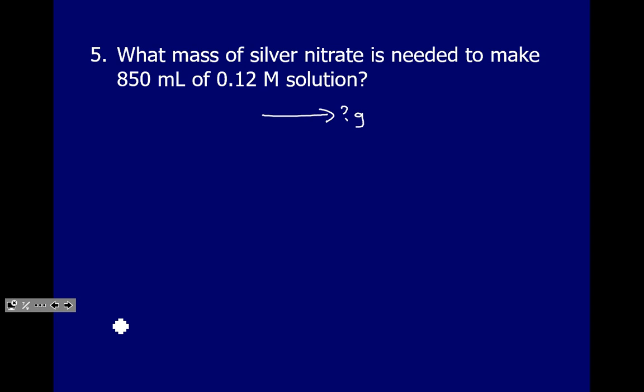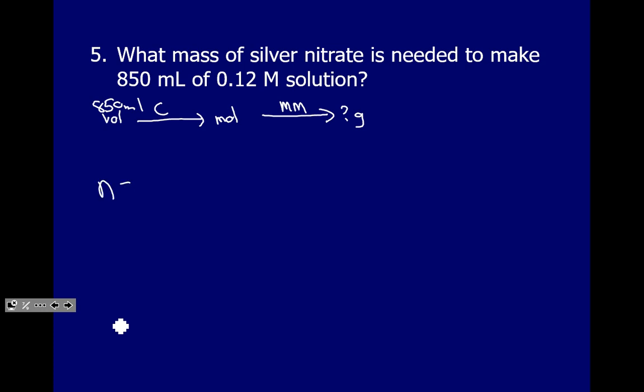We're starting with a volume, 850 milliliters. I don't have an equation that goes straight there, but I can get moles through that concentration unit, right? Because remember that concentration unit has the moles per liter. And then once I have moles, I can get the mass through the molar mass. Like I said, if you think, oh, I need moles first, then I'll use my equation to get moles, and then I'll get the mass.